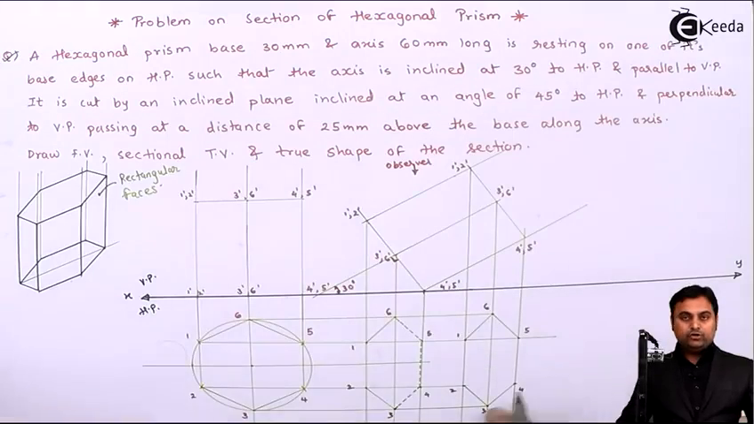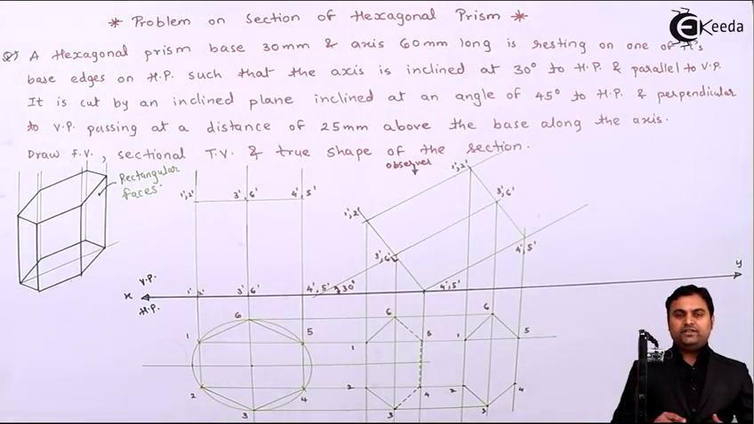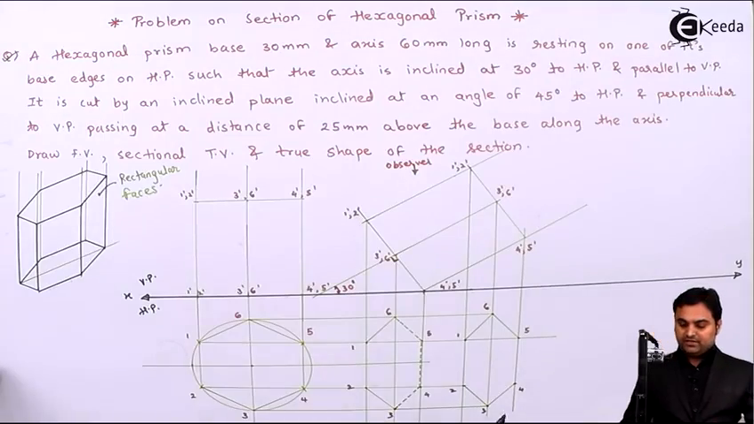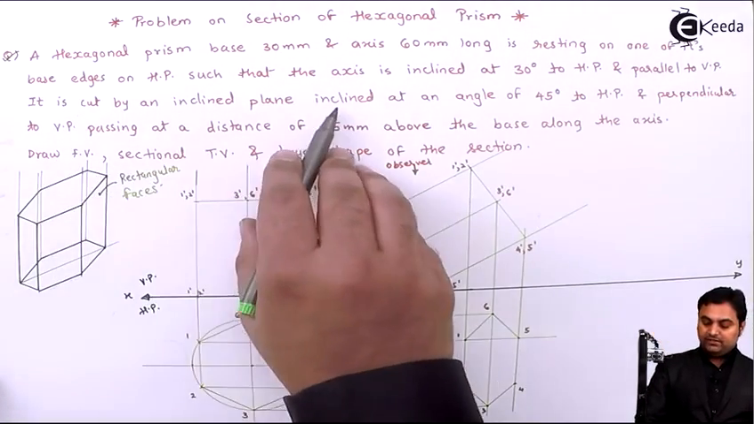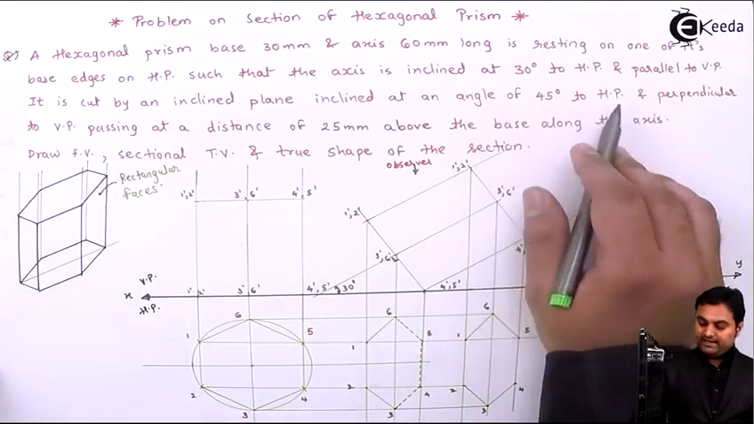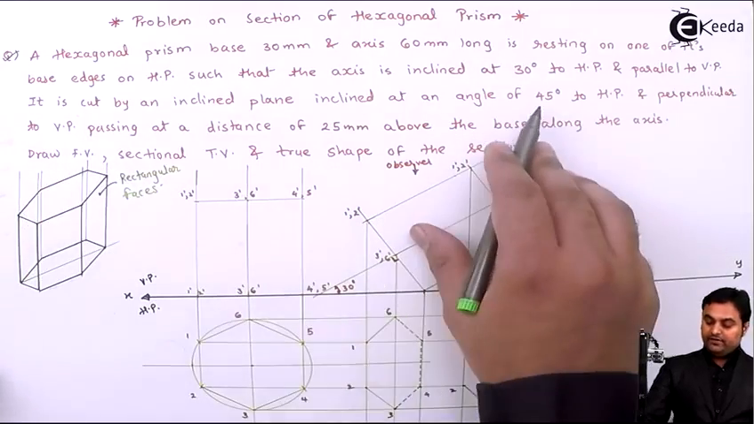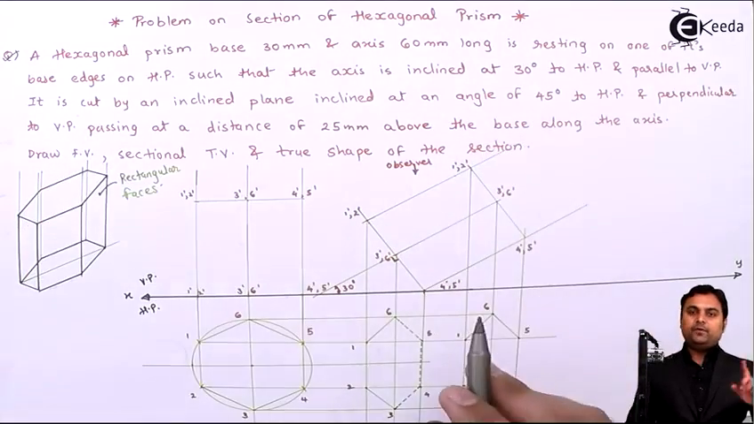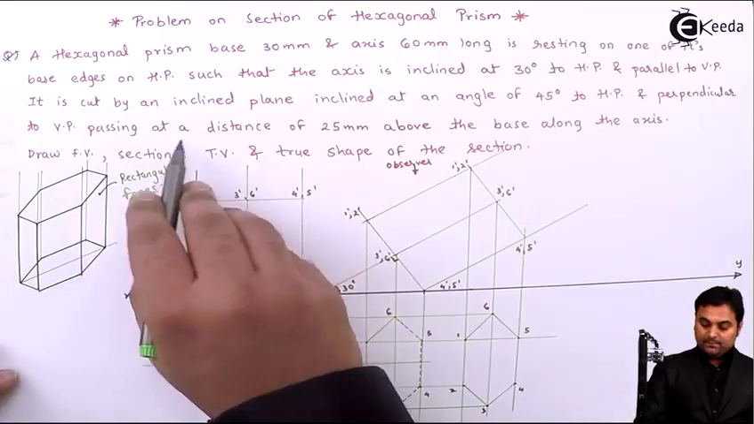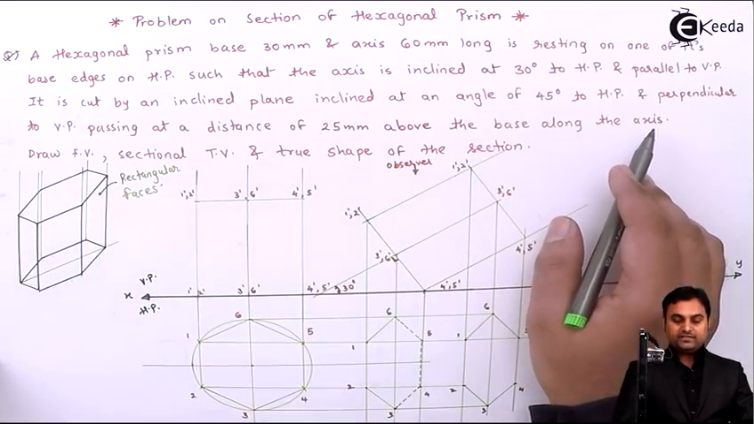After that I had not made anything dark here because I want the cutting plane. After that only I'll make things dark. Now it is cut by an inclined plane, inclined at an angle of 45 degree to HP. This angle will be seen in VP and perpendicular to VP. If it is inclined to one plane, means it is perpendicular to the other plane, passing at a distance of 25 mm above the base along the axis.